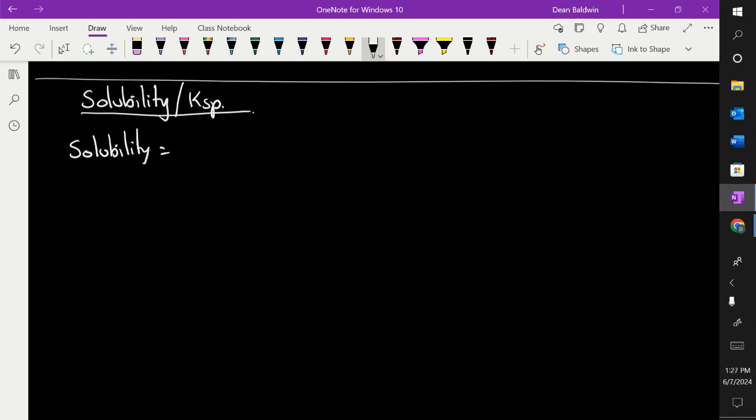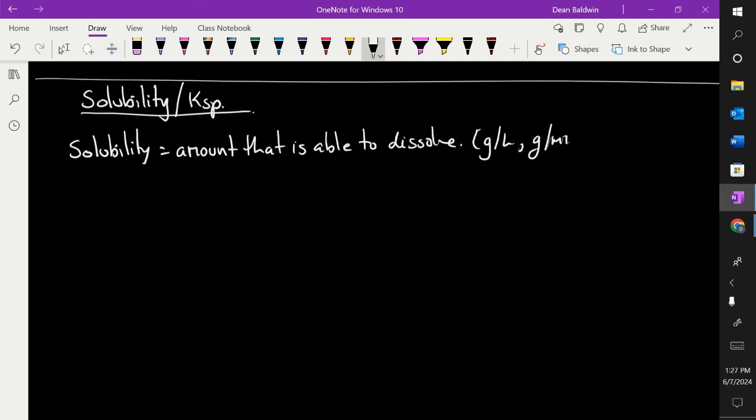Solubility is the amount that is able to dissolve. It's usually measured in grams per liter, grams per milliliter, or molarity, moles per liter. So basically, a mass per unit of solvent is how solubility is measured.